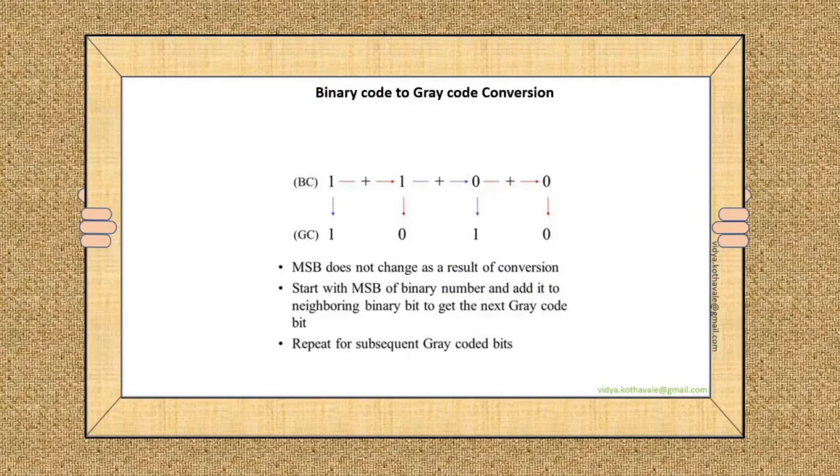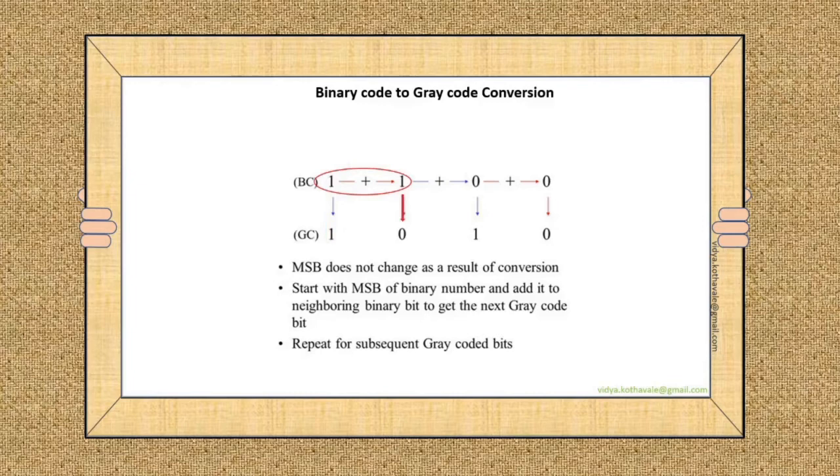For example, the given binary code is 1100. It is to be converted into its gray code equivalent. Initially, the most significant bit of the binary code is taken as it is as the most significant bit of the gray code.